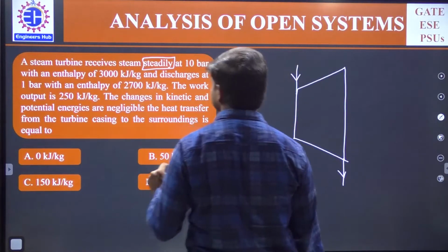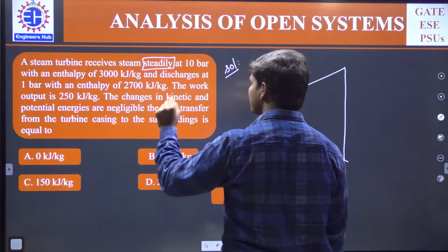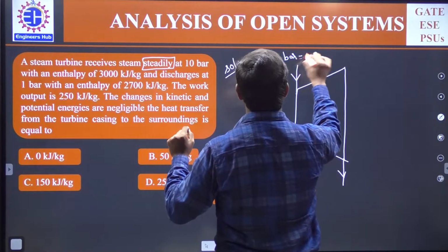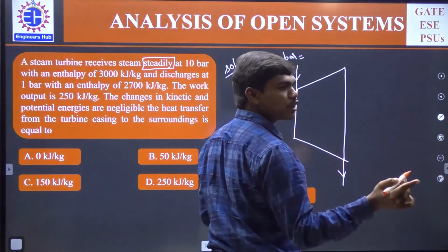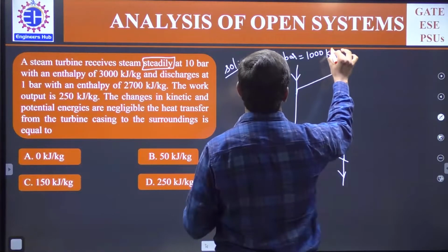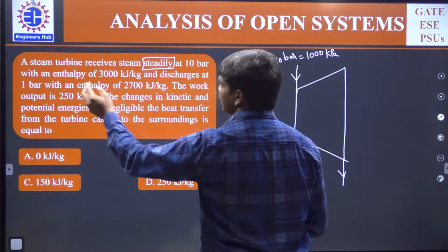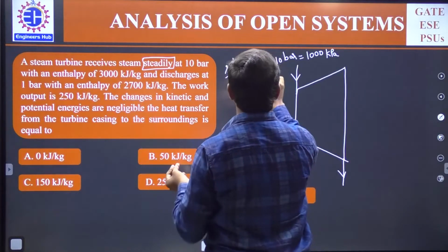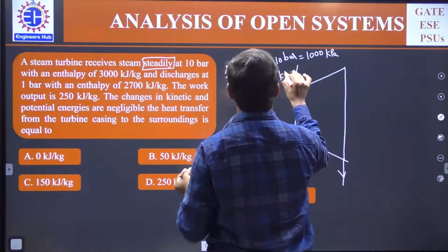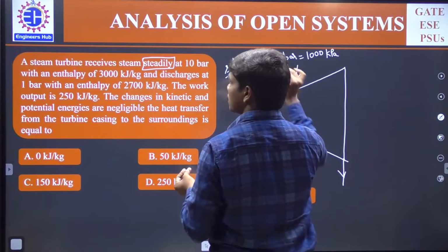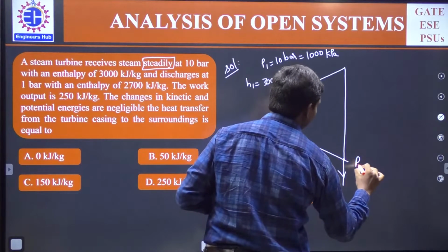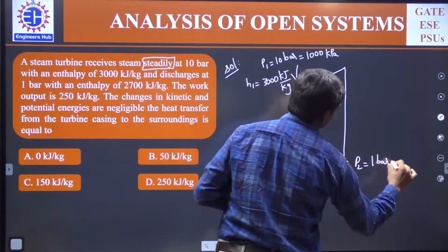This turbine is receiving steam at 10 bar, so initial pressure P1 is equal to 10 bar. If you write bars in kilopascals, 1 bar is equal to 100 kilopascals, so 10 bar corresponds to 1000 kilopascals. The inlet enthalpy of the steam is 3000 kilojoule per kg. It discharges at 1 bar, so P2 is equal to 1 bar, which is equal to 100 kPa.